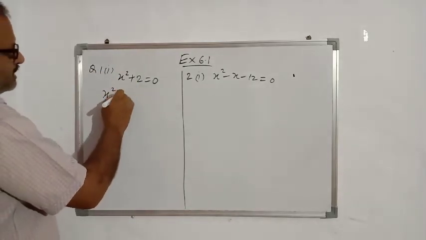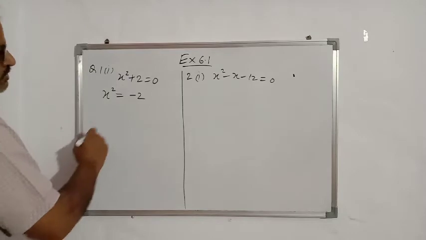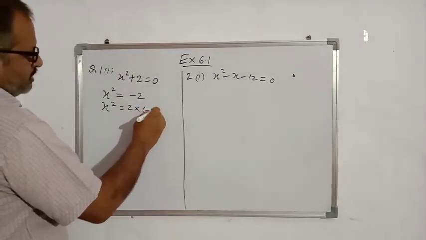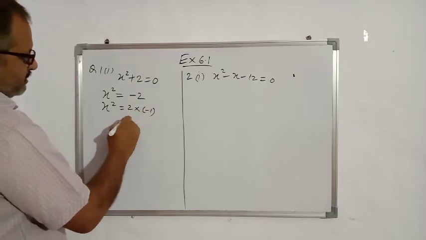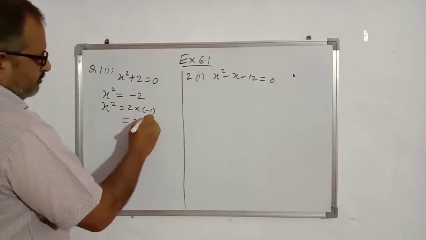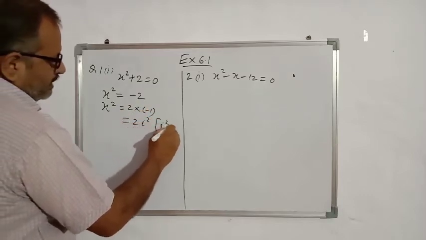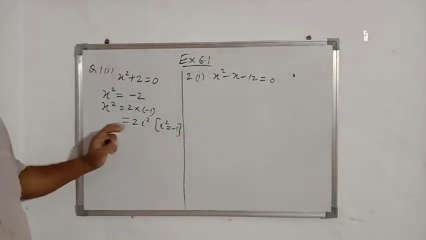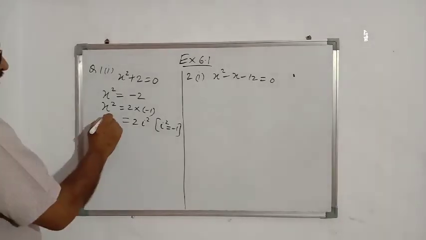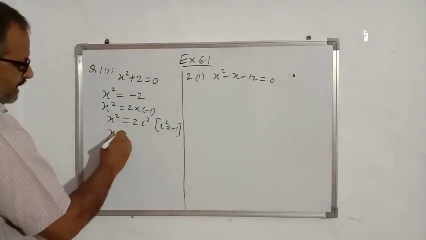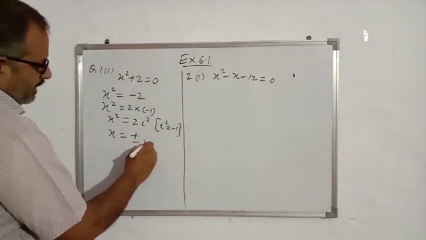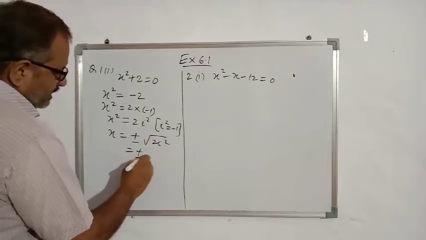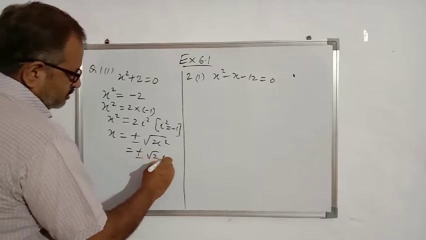We can write x square is equal to minus 2. We can write minus 2 as 2 into minus 1. Minus 1, we know that i square is equal to minus 1. So in place of minus 1 we will put i square. So it is x square equal to 2i square. What will be x? We will take the square root of 2i square, so plus minus root 2 i.